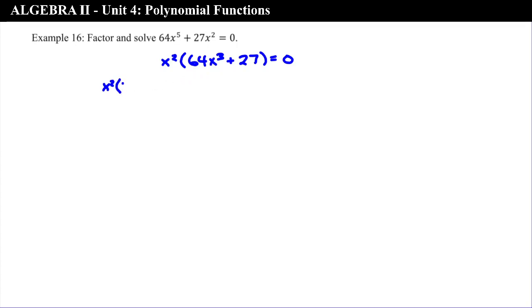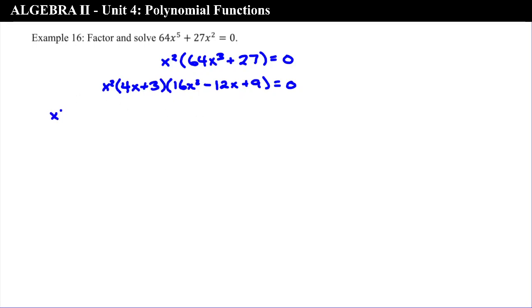Cube root of 64 is 4. The cube root of x cubed is x. The cube root of 27 is 3. And then we use this a and the b to give us the rest. So we got 16x squared minus 12x, and then 3 squared is 9. Well, at this point, we can't factor anything else, nor do I really care to factor this or even attempt it. So let's go ahead and split everything up.